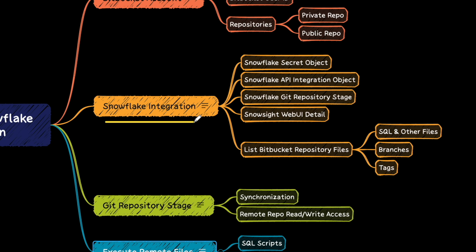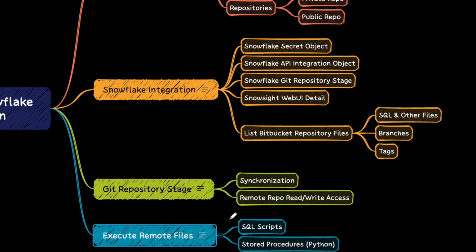We managed to complete our Snowflake integration. We have created a secret object, an integration object, and a repository stage object. We have also seen how the web UI looks. We ran a couple of SQL commands and understood how to fetch branches and tags using SQL commands. We also understood how to do the synchronization and how the read and write access works.